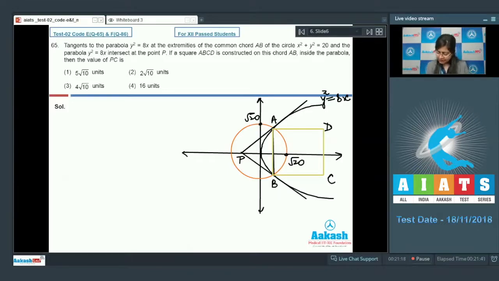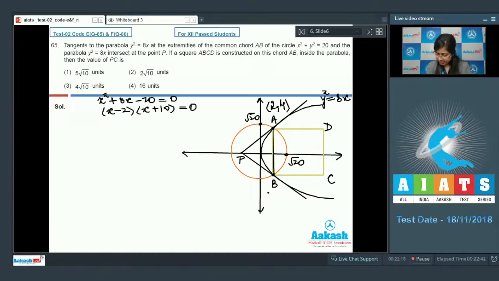Now let us firstly find the length of the common chord AB, which will be found by finding the points of intersection of the circle and parabola. To find that, let us put x square plus y square can be written as 8x minus 20 equal to 0, right? So from here we get that x minus 2 into x plus 10 is equal to 0, right? That is these x coordinates can either be 2 or minus 10. But in the graph we can see that it will always be x equal to 2, right? Now for x equal to 2, for y square equal to 8 into 2, that is 16, y will be equal to plus minus 4.